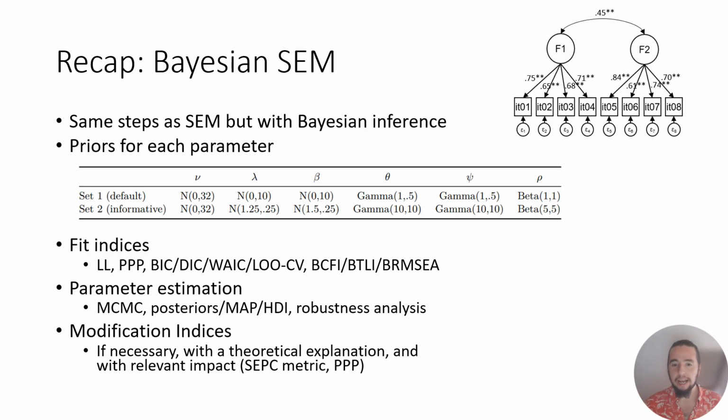So just a quick recap, the Bayesian SEM is basically the same idea as a regular SEM, but you need to specify the priors for all of the parameters that you have, and whether they need to be informative or not. The fit indices change a little bit, and the parameter estimation is by MCMC. And also you can check for modification indices.